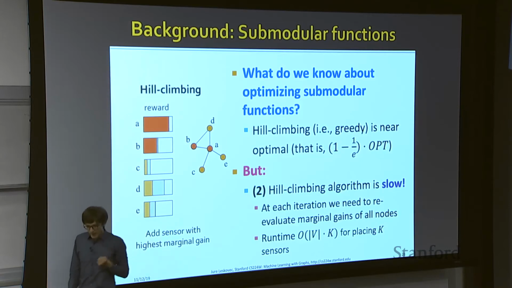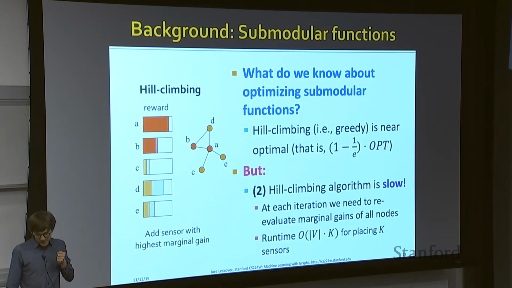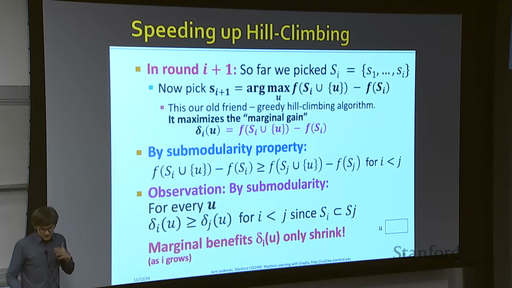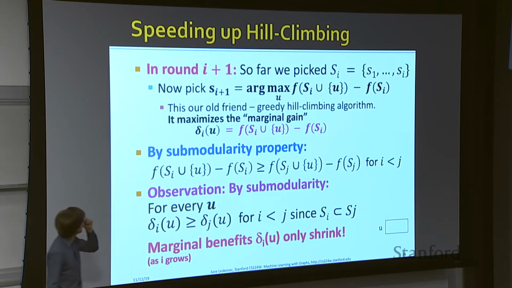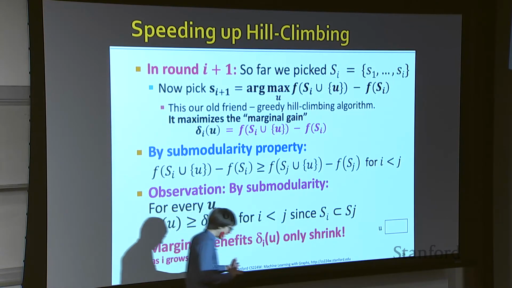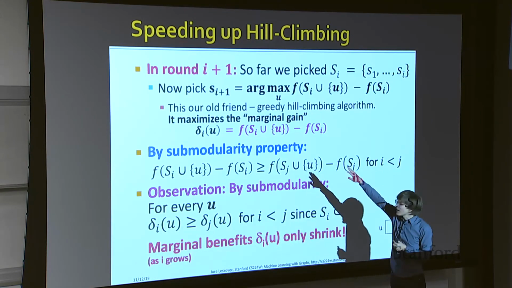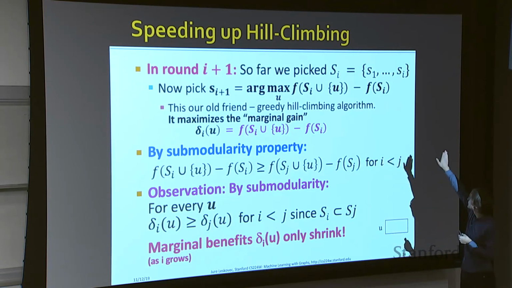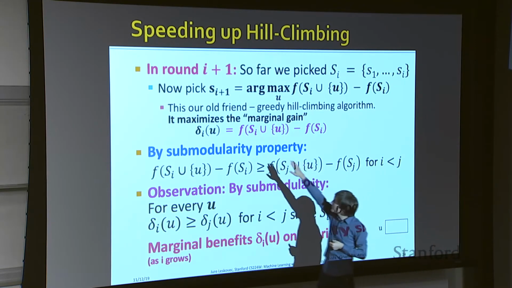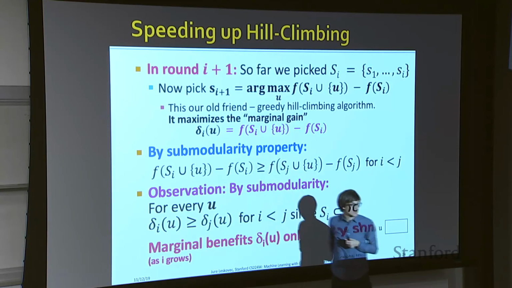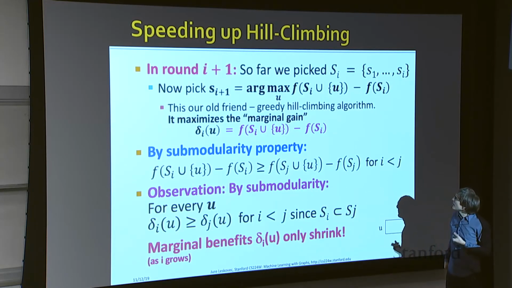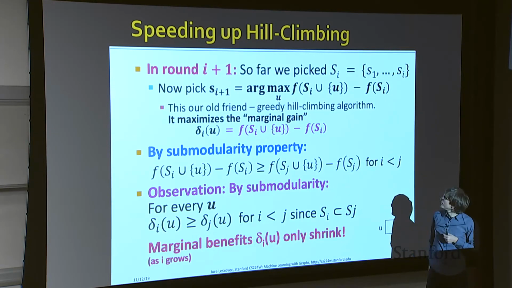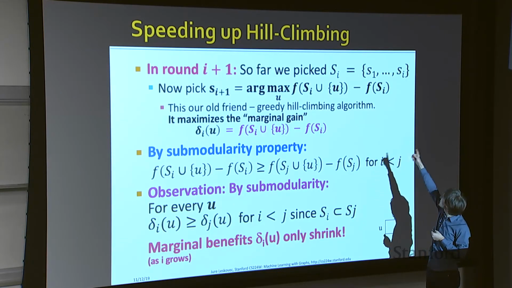So here is a way to make this faster because of the submodularity property. Here I have a big slide that I will try to explain slowly. Imagine that I have already placed i sensors, and now I'm trying to place sensor i plus 1. Let's say I have placed sensors S1 to Si, and now at time i plus 1, I'm searching to select a sensor S i plus 1. And how do I select it? I select the sensor u that maximizes the marginal benefit. I say I have the sensors S1 to Si.